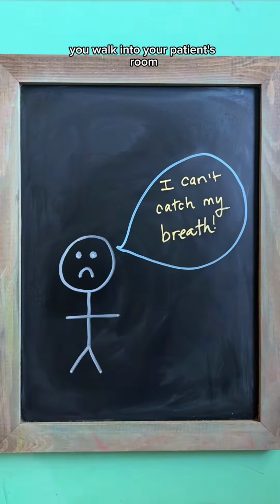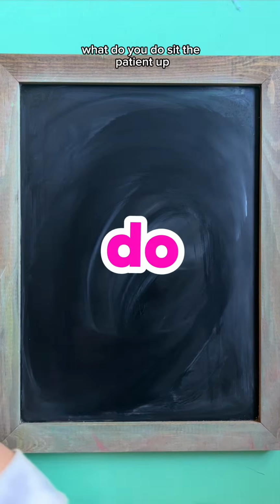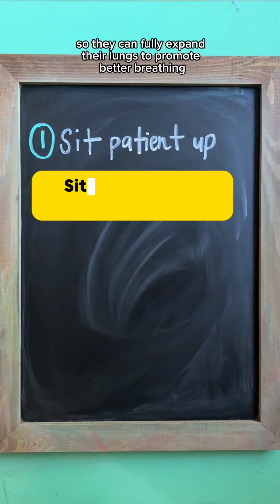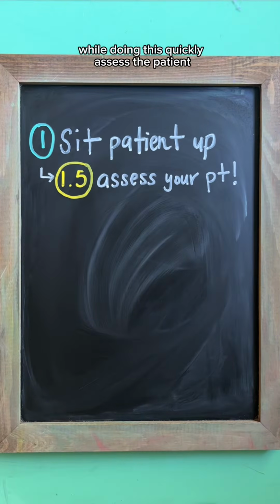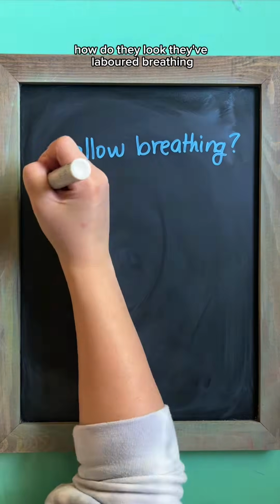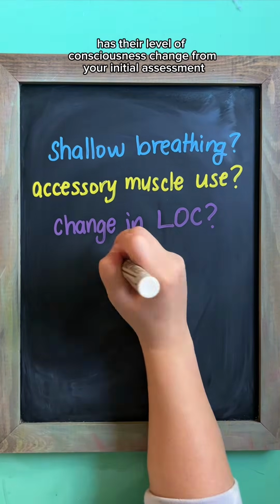You walk into your patient's room and they tell you they feel short of breath. What do you do? Sit the patient up so they can fully expand their lungs to promote better breathing. While doing this, quickly assess the patient. How do they look? Do they have labored breathing? Has their level of consciousness changed from your initial assessment?